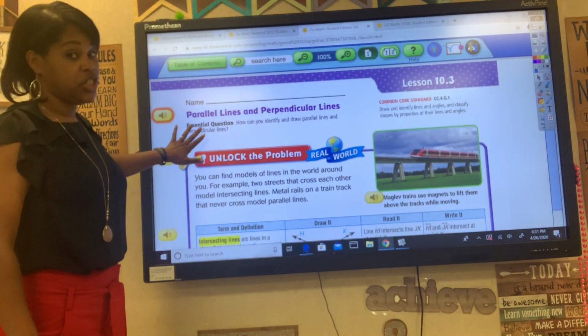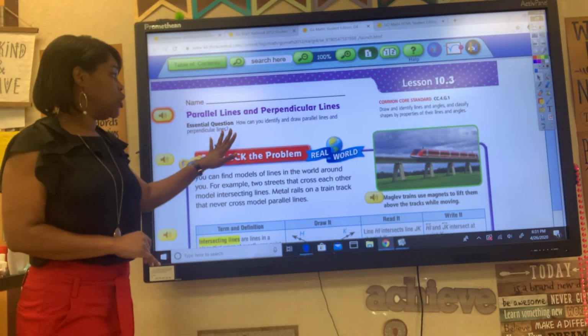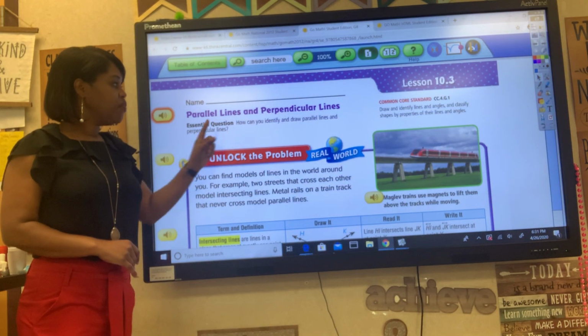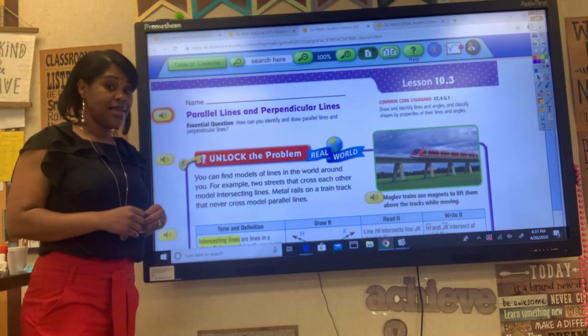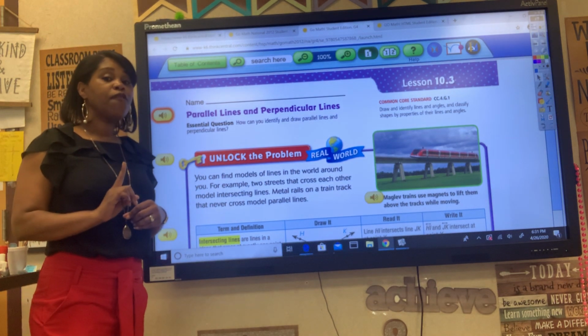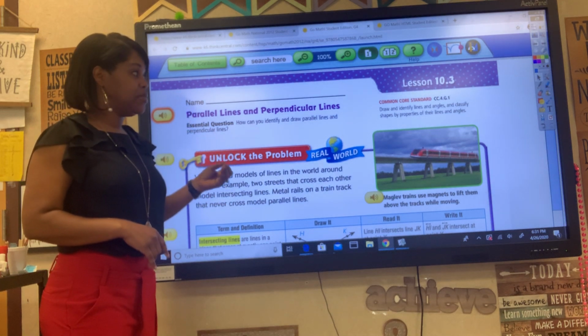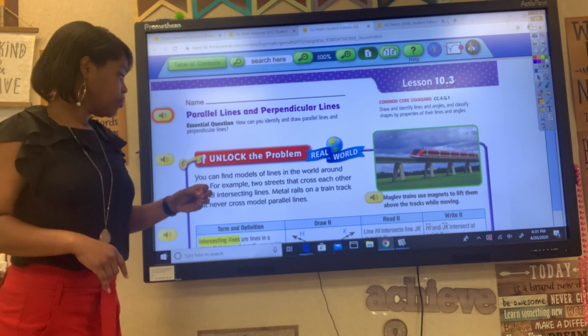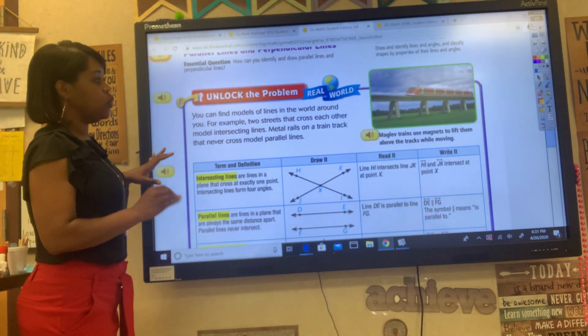The essential question, this is what you want to be able to answer by the end of the week. By the end of the week, you should be able to answer this question. How can you identify and draw parallel lines and perpendicular lines? Hopefully not by the end of the week, but by the end of this lesson today, you'll be able to answer that question. So let's look together, and we're going to unlock the problem, real world.